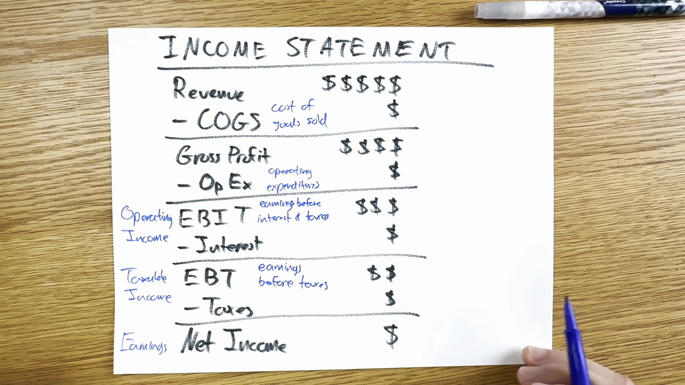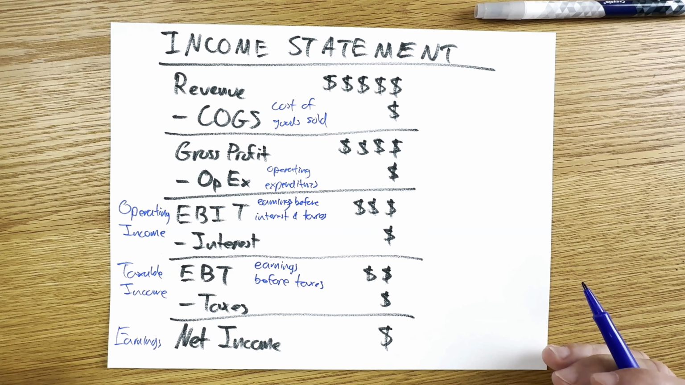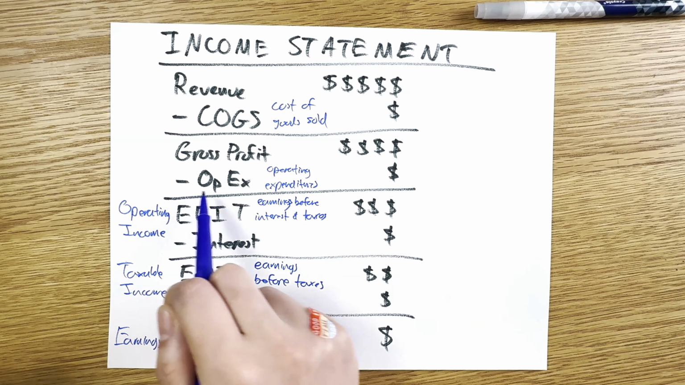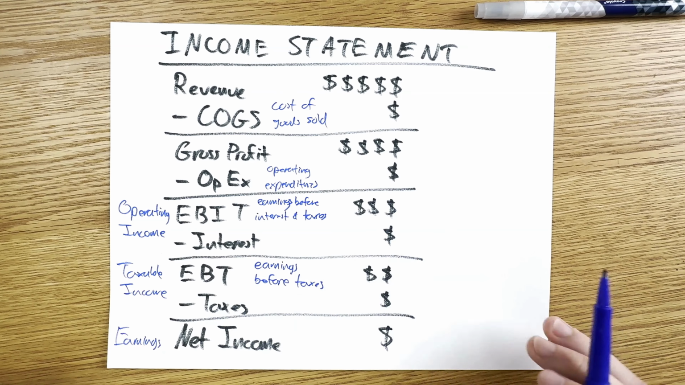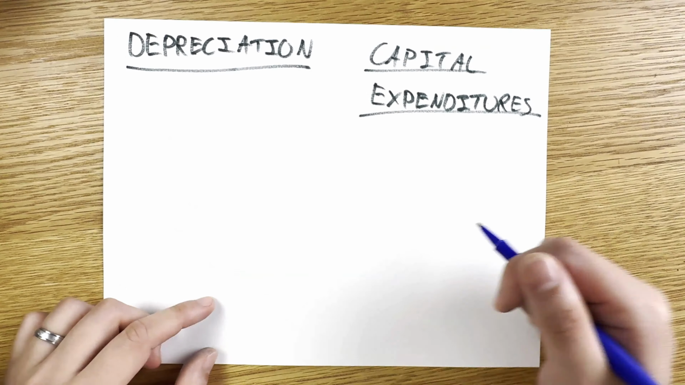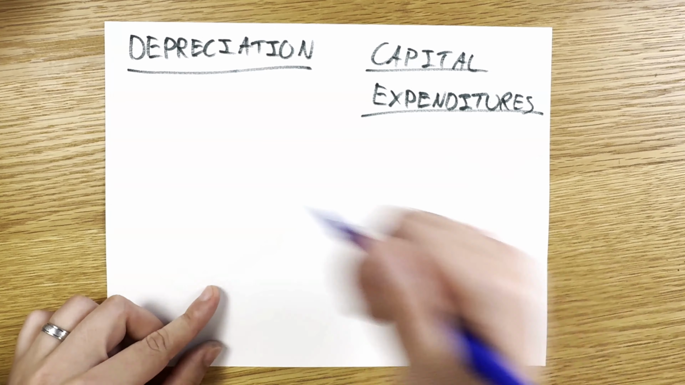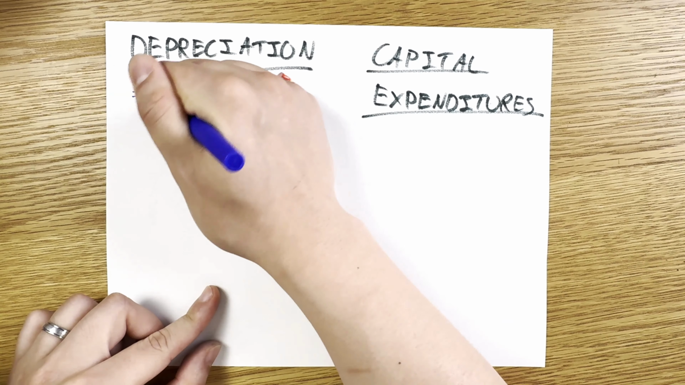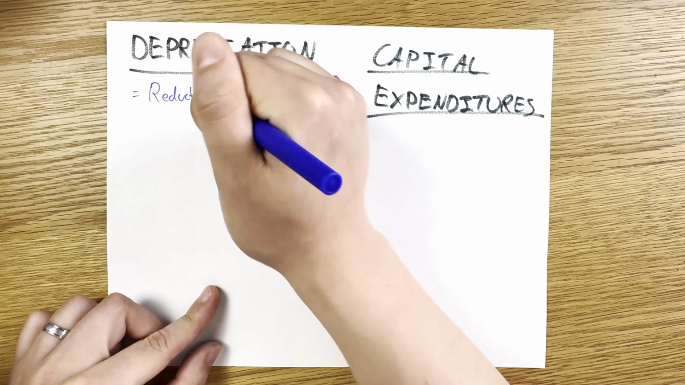Now, where does depreciation fit into the income statement here? The answer is that it comes into OpEx, but before we get there, we're going to have to talk about depreciation. And you can't talk about depreciation without also talking about capital expenditures. So what is depreciation? You can think of depreciation basically as a reduction in the value of an asset.